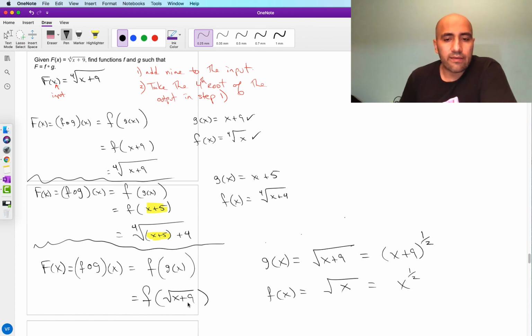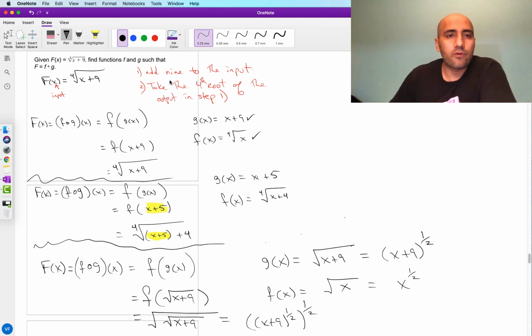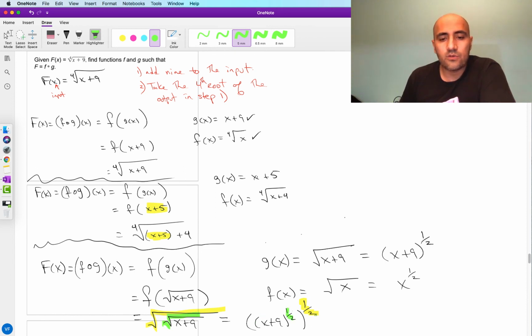And then when we plug that into this guy, this will be equal to the square root of x plus 9, which is equal to x plus 9 to the power of 1/2. And then the outer is also equal to the power of 1/2. Remember that this notation is the same thing as raising it to the power of 1/2. We do it once from the outside one, and we do it again for this inside one. So that's what this one is equal to, 1/2.